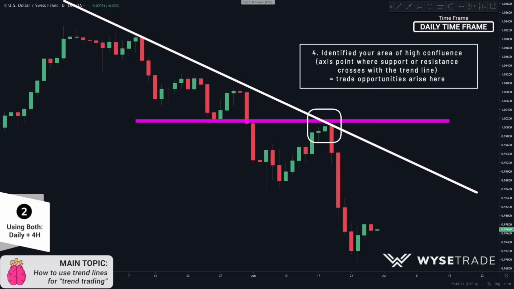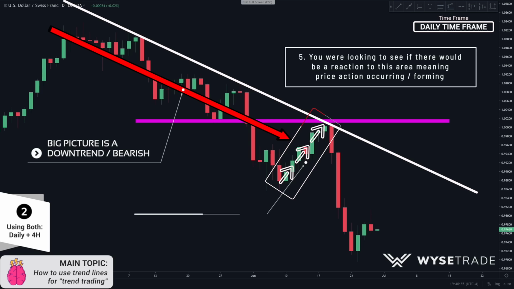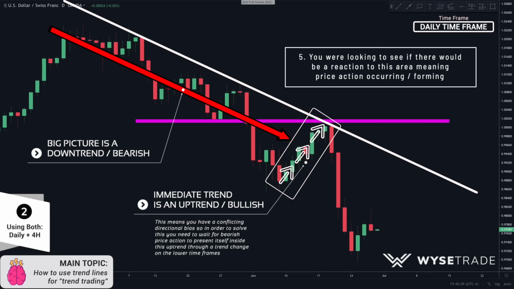Now, as price came up to this access point, we had no idea whether price would break through or reverse, because again, this short-term moving trend is an uptrend. Your big picture trend is bearish and a downtrend, but your short-term trend is bullish and an uptrend, which means you have a conflict in your directional bias. So in order to solve that, you need to wait for bearish price action to present itself inside of the short-term trend and to confirm that the short-term trend is over, or else there is no trade.